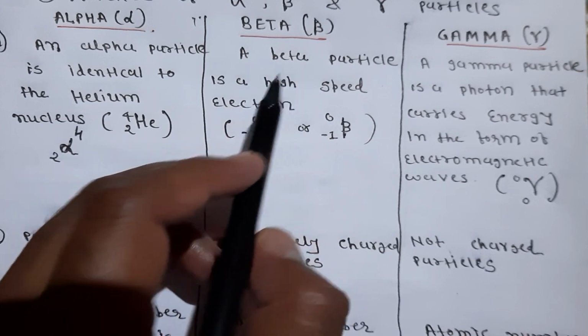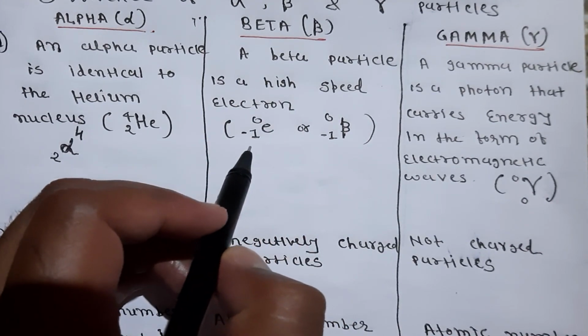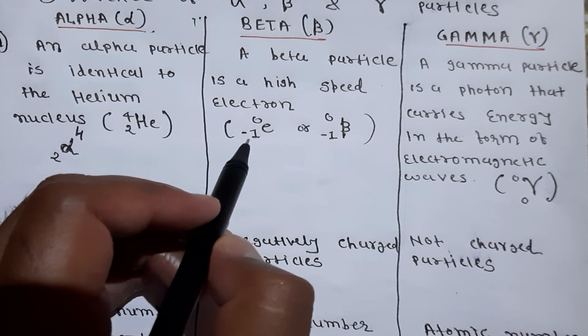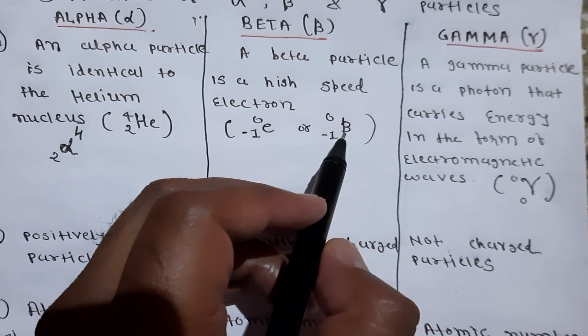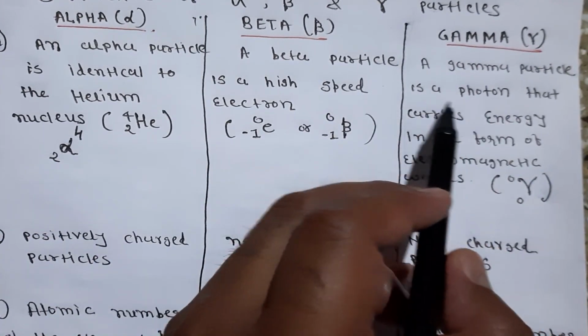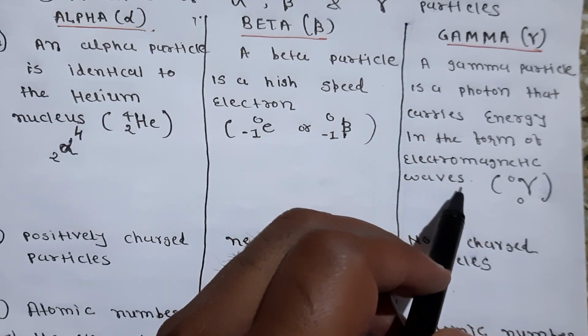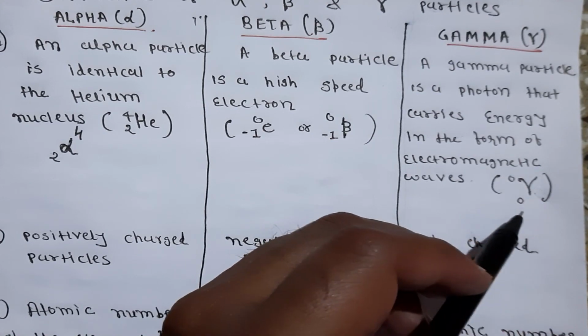Similarly, beta particle is a high speed electron having a charge of -1, and we can represent it as -1 e 0 or -1 beta 0. And gamma particle is a photon that carries energy in the form of electromagnetic waves, and it can be represented by gamma 0 0.